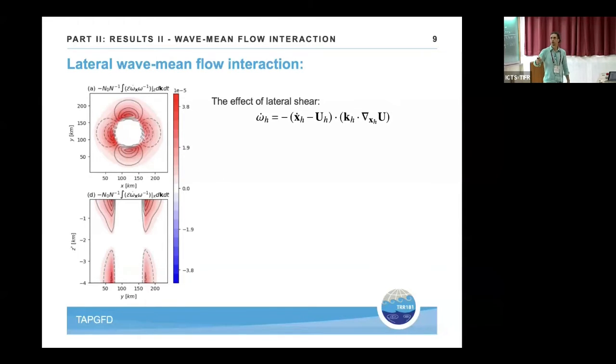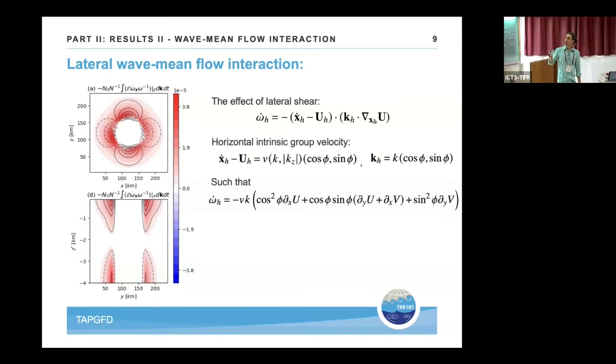So the lateral wave mean flow interaction is mainly governed by this equation here. It's the changes of the frequency horizontally. Now we can rewrite this equation with a dependency on the wave angle, and we get this expression here. And now we see that it depends on these shears of the mean flow. So depending on where you are in the mean flow, you will have a different shear. Now this term here is shown by these contour lines.